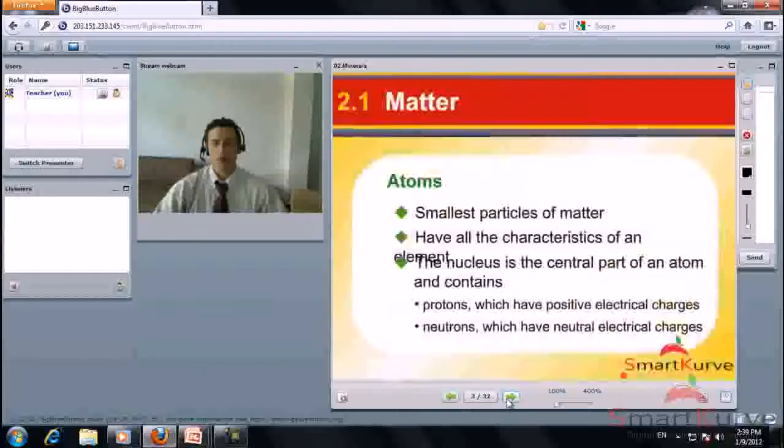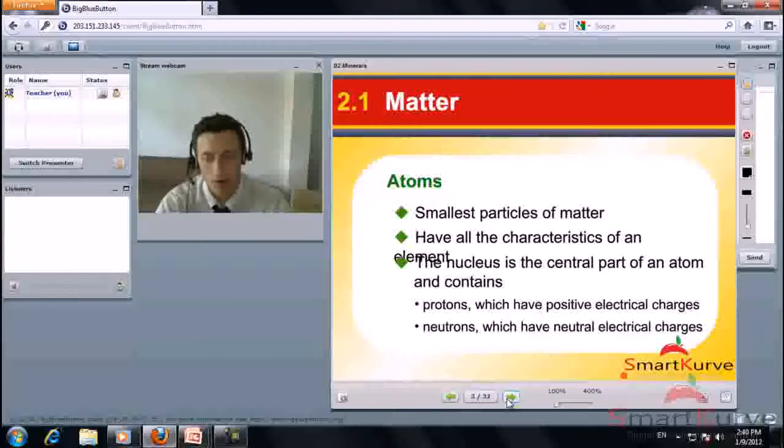So let's move on. Here we are on slide 3. To understand minerals, we have to understand a little bit about the atoms themselves, the atoms that make up these minerals, their molecules and their crystals. On slide 3, we see that atoms are the smallest particles of matter, but they have all the characteristics of an element.